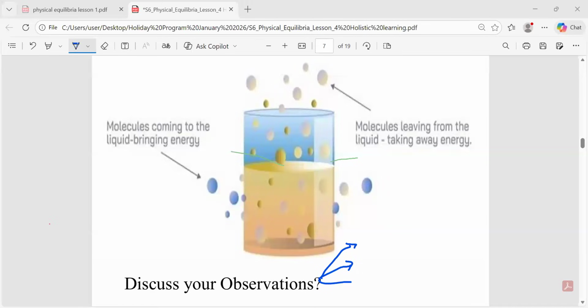Yes, teacher. I think since the molecules coming into the liquid are bringing energy, and at the same time, the molecules leaving the liquid are taking away energy, personally, I think the rate of the forward is equal to the rate of the backward. What is coming is actually the same as what is going. Okay, so at the end of it all, what are you calling it? Equilibrium. So the set of equilibrium.